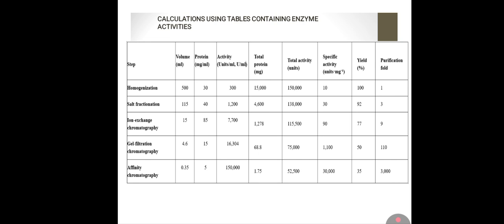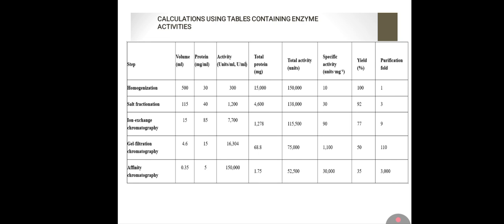Now, how do you know the total protein present in that mixture when you have 500 ml? The mathematics behind it is to calculate the total protein, which is 500 times 30, and invariably that will give you 15,000 milligram of protein present in 500 ml of your crude protein.